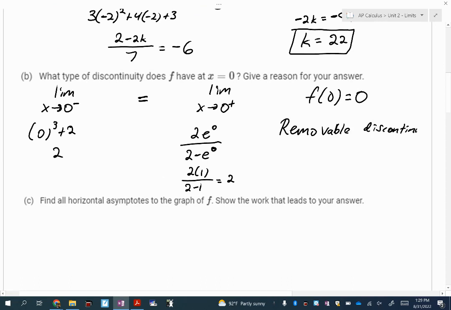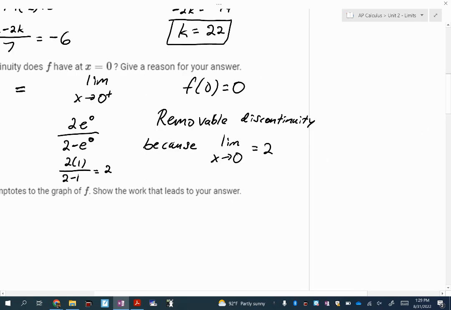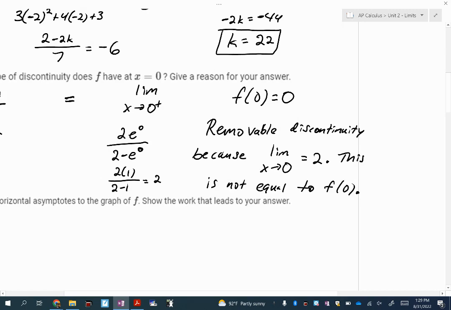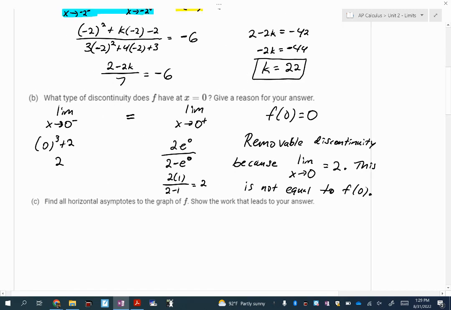So essentially, how I would give my reason for the answer is I'm going to say this has a removable discontinuity, the fancy way to say a hole, because the limit as x approaches 0 is equal to 2, but this is not equal to f of 0. F of 0 is going to be 0, so we have a discontinuity at x equals 0, and that type of discontinuity is removable.